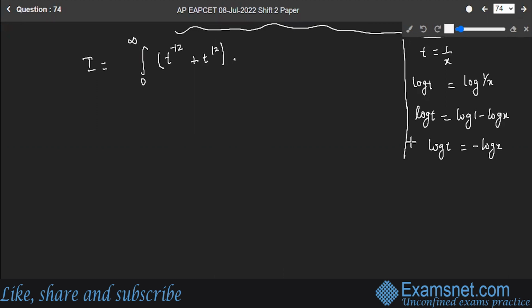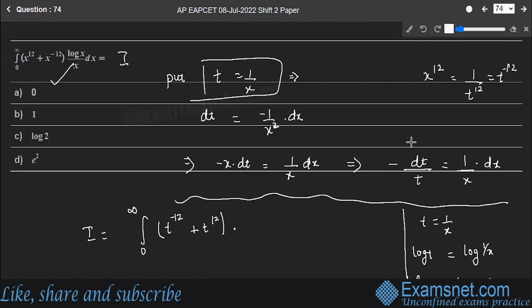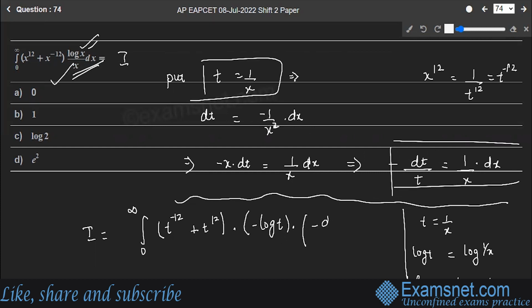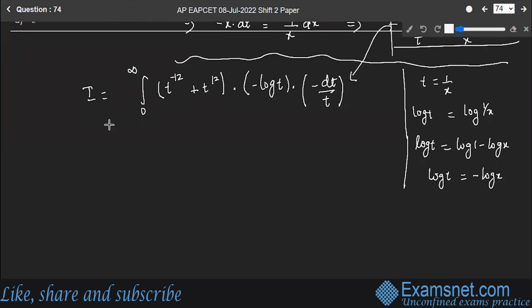This is clear, right? So what we had to write out? Log x. So this can be written as minus log t, and dx can be written as, where was dx? 1 upon x dx. This can be written as minus dt upon t from here. Right? I hope you are clear with whatever I have done till now. Okay. Now, let's move it further.